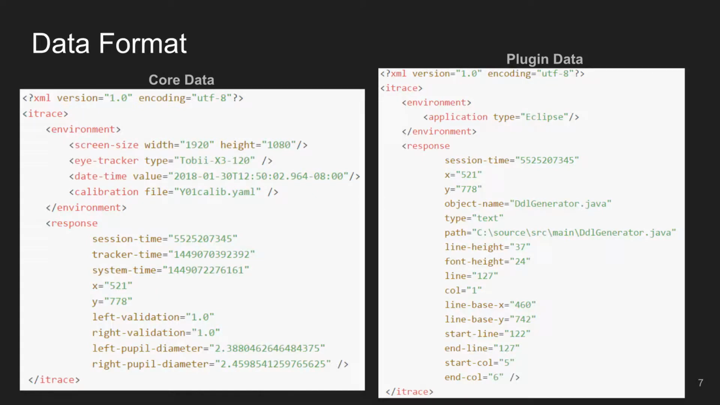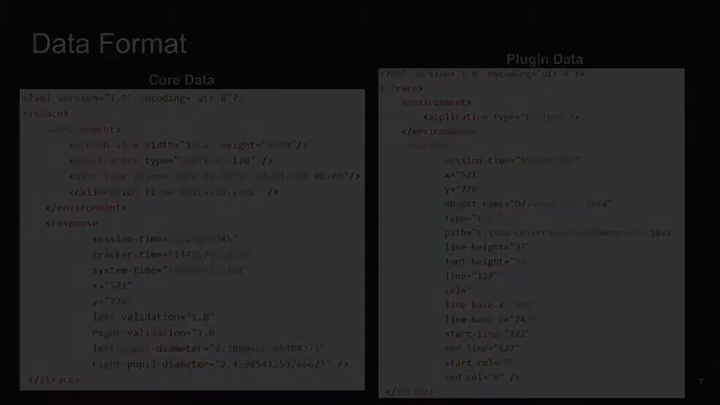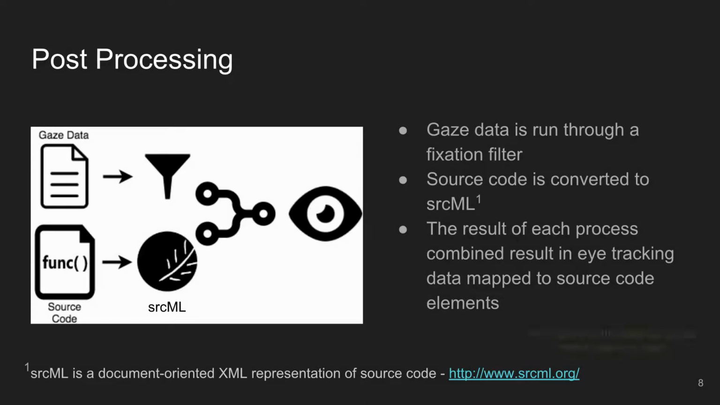The response records are joined by the session time field in each gaze response record. For optimal performance, we are not using real-time AST information derived from the IDE. Instead, we convert the source code into the SourceML format to provide AST information. This occurs as part of a post-processing phase where source code is converted to SourceML and together with gaze data is mapped to semantically meaningful elements via this automated toolchain.